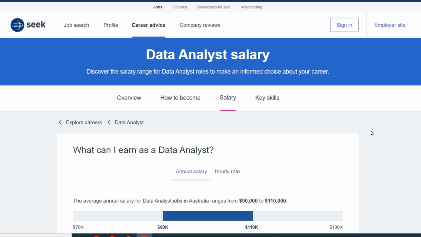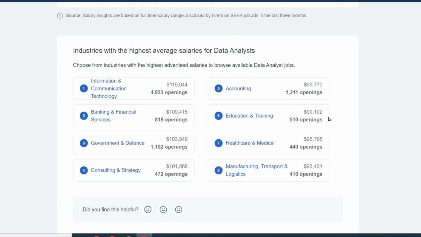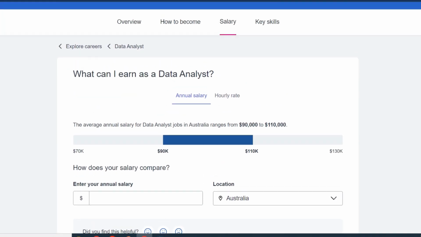Now going to the Australian site, so we're on Seek again, so data analyst salaries. It's in between the range of 90 and 110,000 Australian dollars, so let's just say 100,000. That's actually pretty good because if you look at accounting's 99,000, healthcare and medical 95,000. Yeah, you're right up there with the top professions.